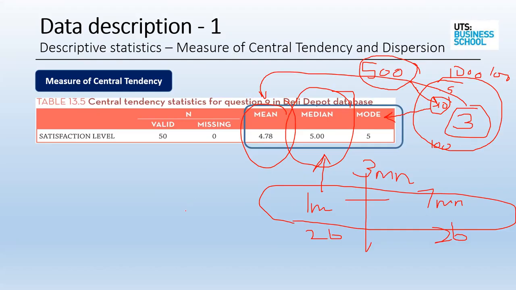So that is the importance of descriptive statistics in terms of central tendency. Okay. Now, mode. I will give you one insight about mode, why mode is important.